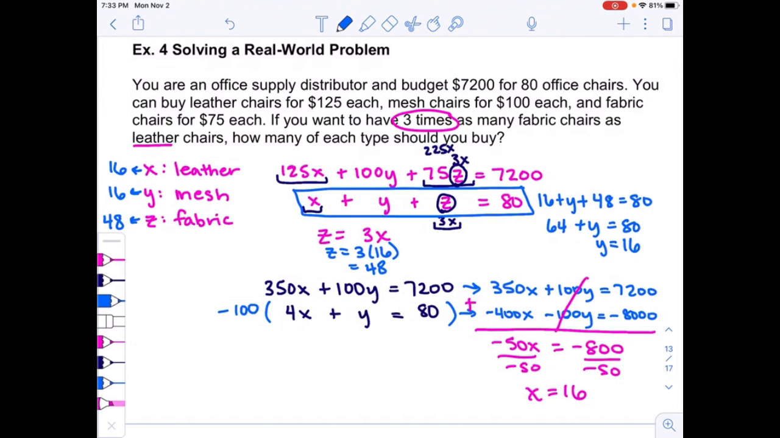And if I take all three of those numbers and plug them into even that first equation with all the money, it would end up working out: 125 times 16, 100 times 16, and 75 times 48. It would end up being the $7,200.